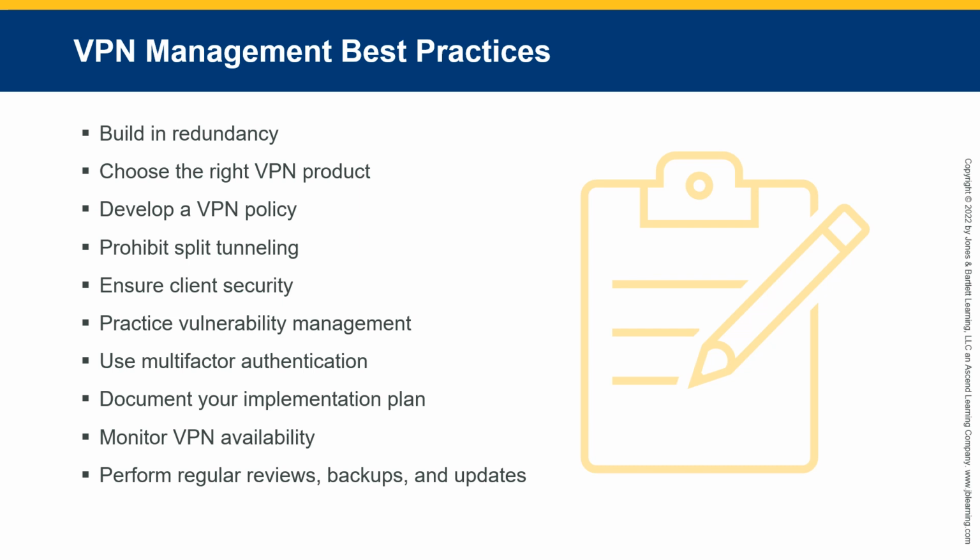The next thing you have to do is develop a VPN policy. And policy is just a set of rules that govern what and when a VPN is to be used and under what conditions the VPN is to be used. The other thing you want to do is prohibit split tunneling.